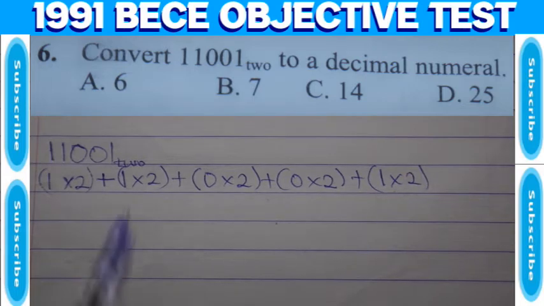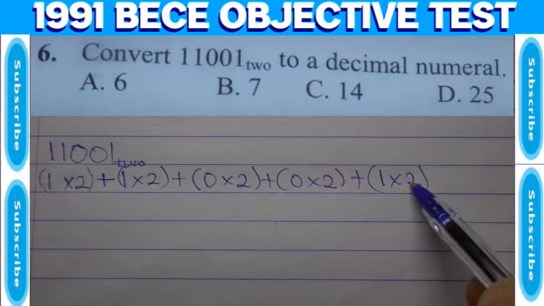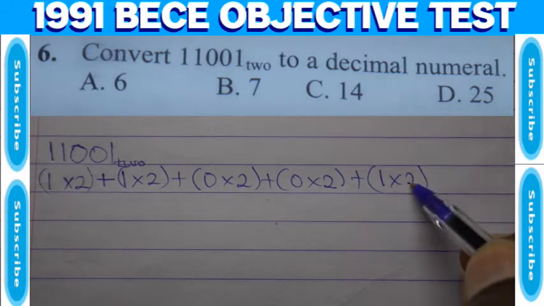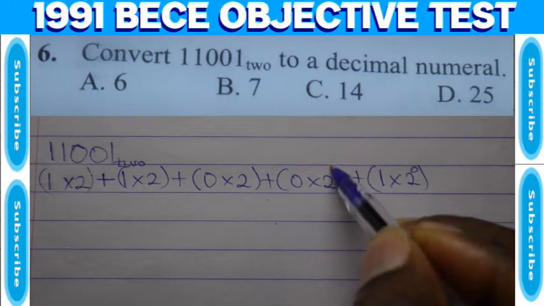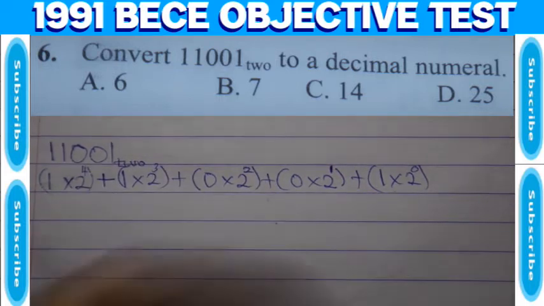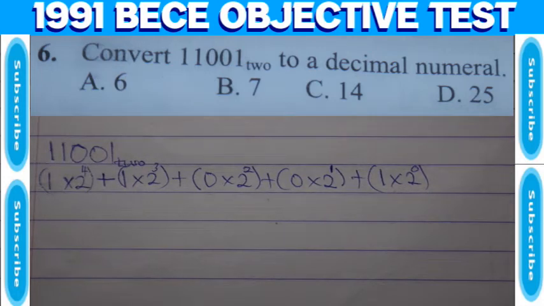All right, so we take the base that we have and then we start raising the base to its exponent beginning from 0. So this base will be exponent 0, this base will be exponent 1, this one will be 2, this one will be 3, and this one will be 4. Great. So once we have this, we will need to simplify each of them in the bracket, and then we find their sum for us to convert this from base 2 to decimal numeral, that is base 10.